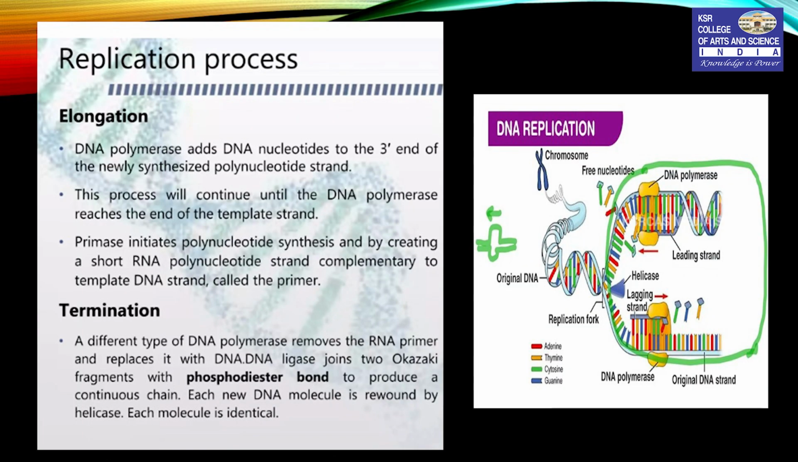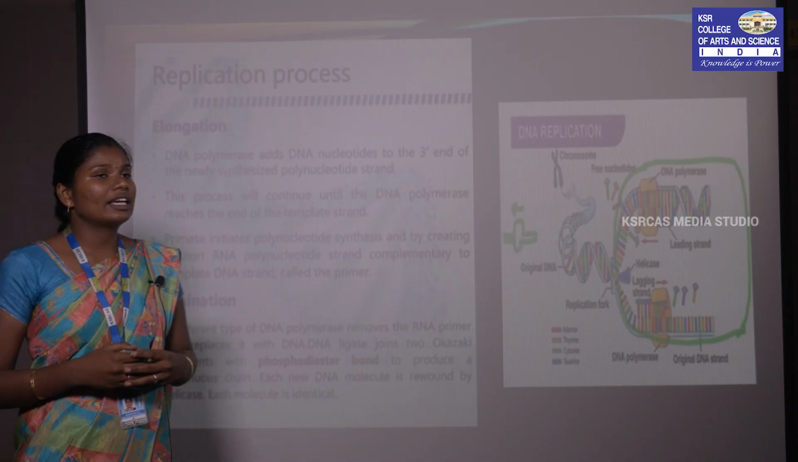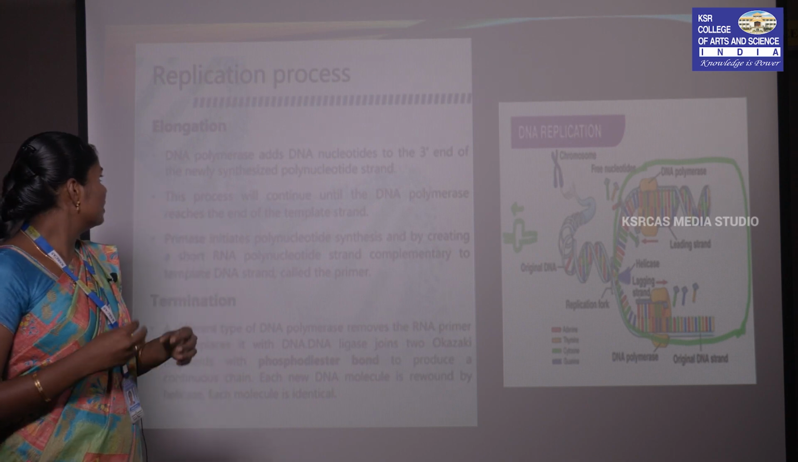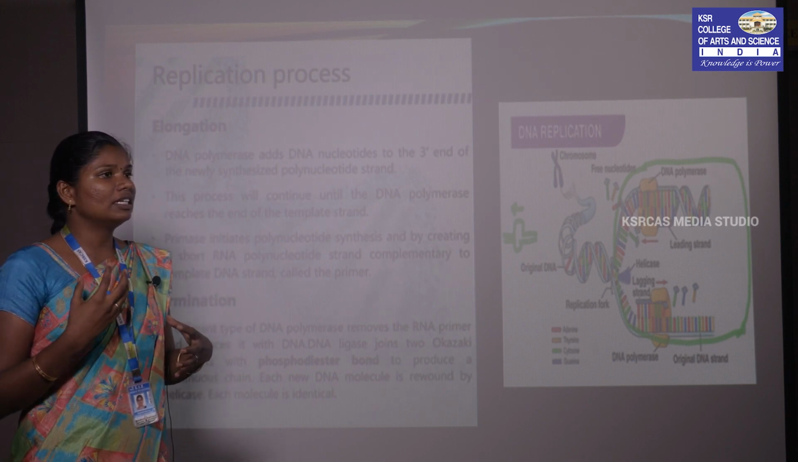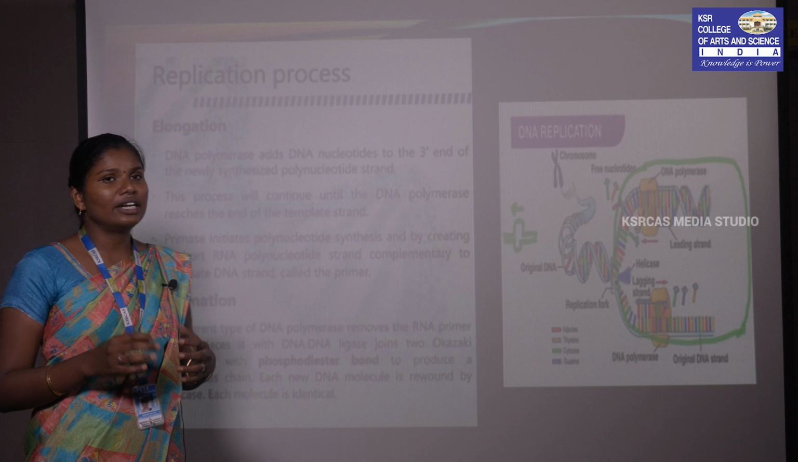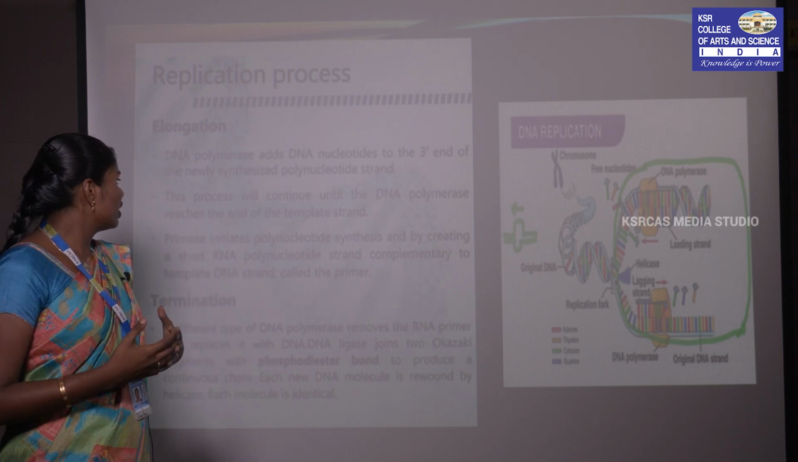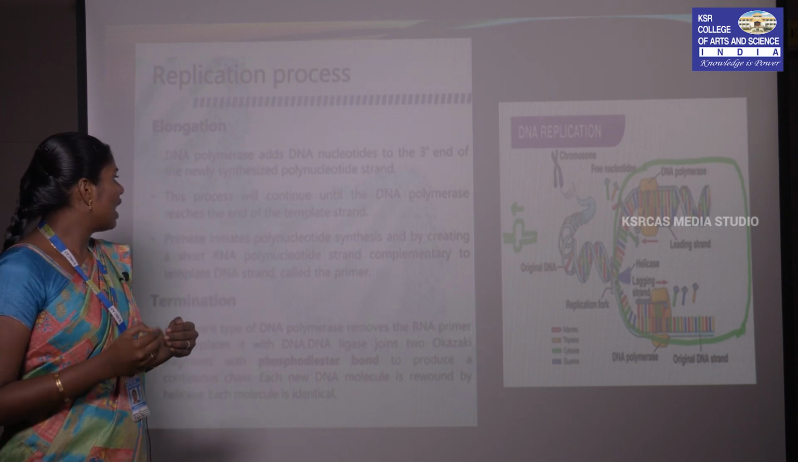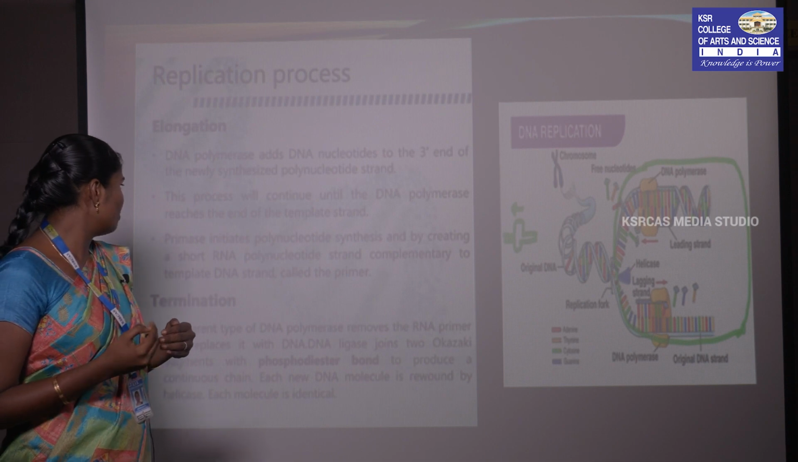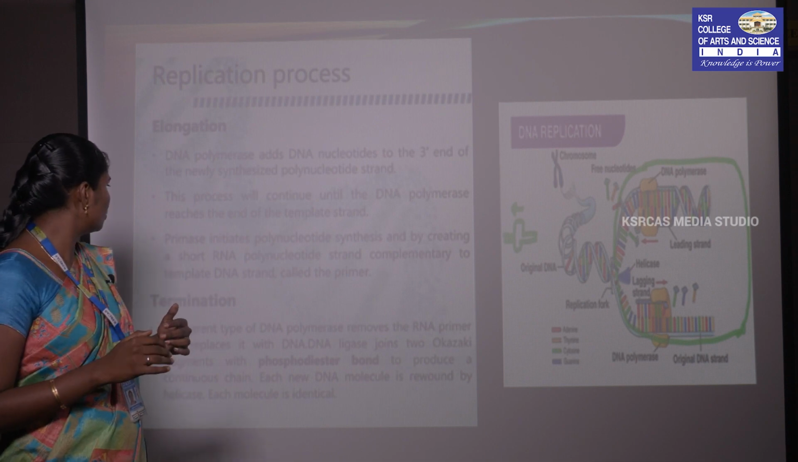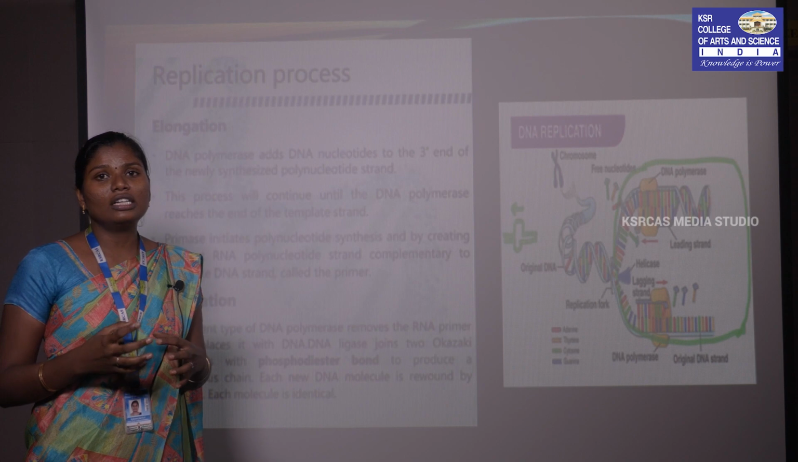Elongation process in replication. DNA polymerase adds DNA nucleotides at the 3' end of the newly synthesized polynucleotide strand. This process will continue until the DNA polymerase reaches the end of the template strand. Primase initiates polynucleotide synthesis by creating a short RNA polynucleotide strand complementary to the template DNA strand, called the primer.